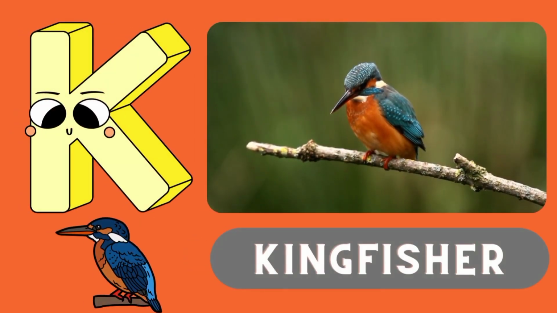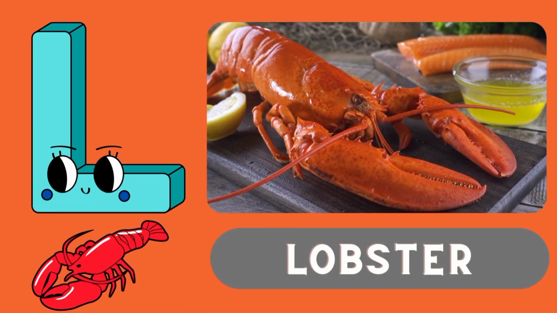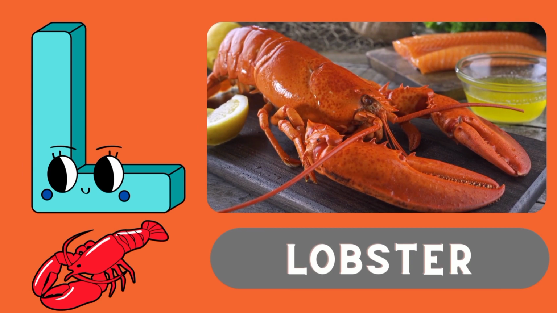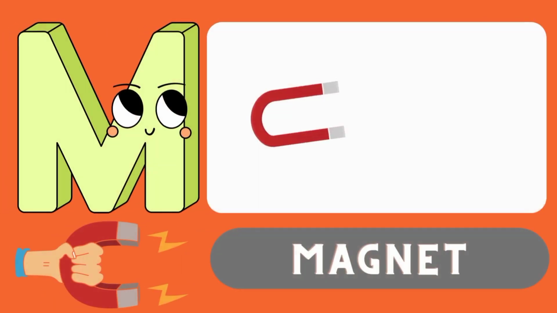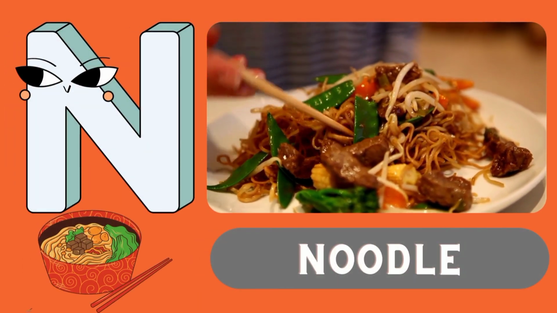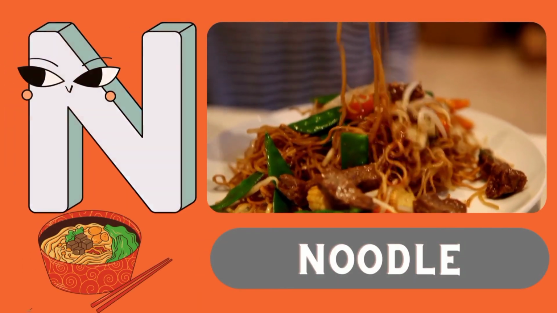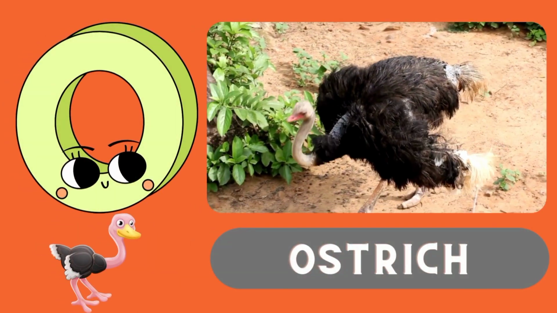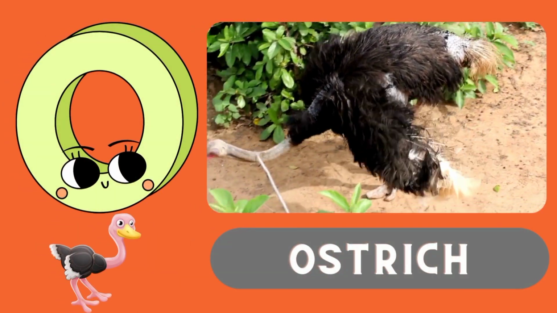K for kingfisher. L for lobster. M for magnet. N for noodles. O for ostrich.